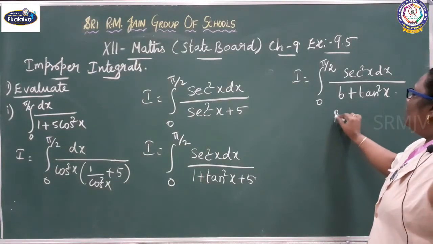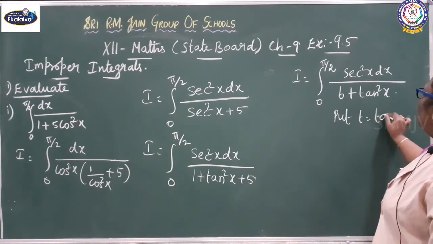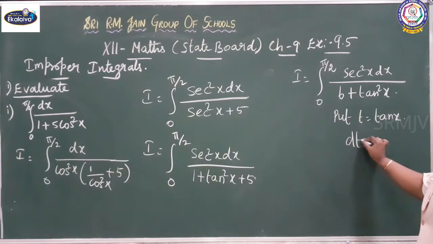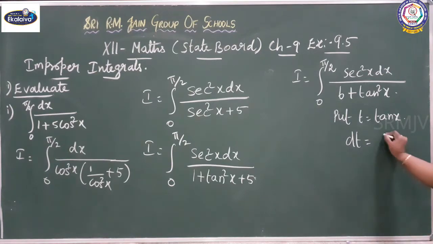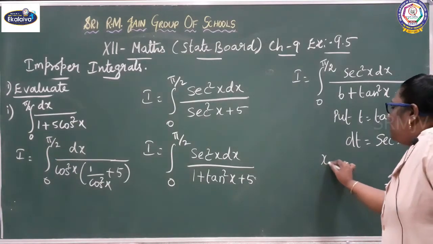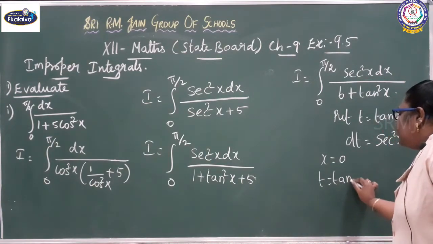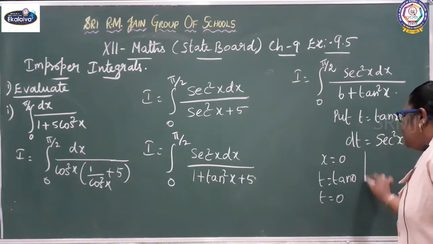See here, you can put t equal to tan x. Differentiate with respect to x on both sides, dt equals secant square x into dx. See, this is the limit for x. So, you have changed to t, which means you should find the limit for t. x equal to 0, what about the t value? t equal to tan 0, t equal to 0.